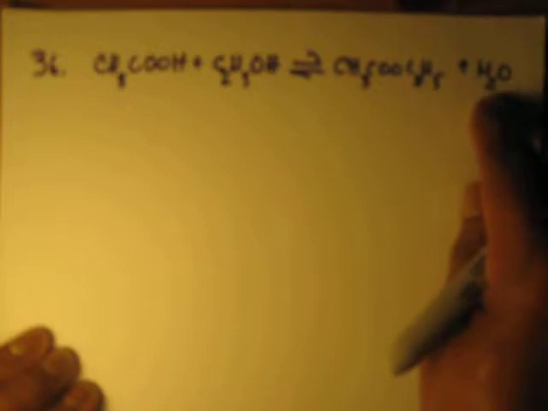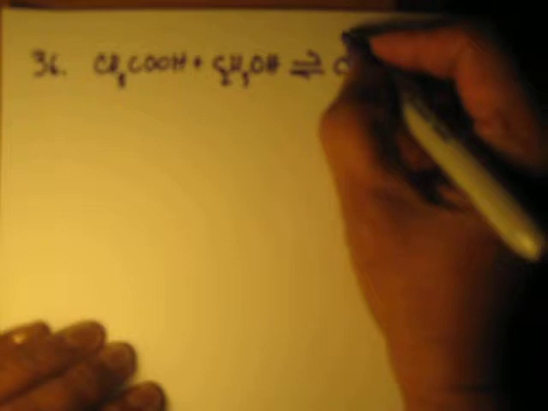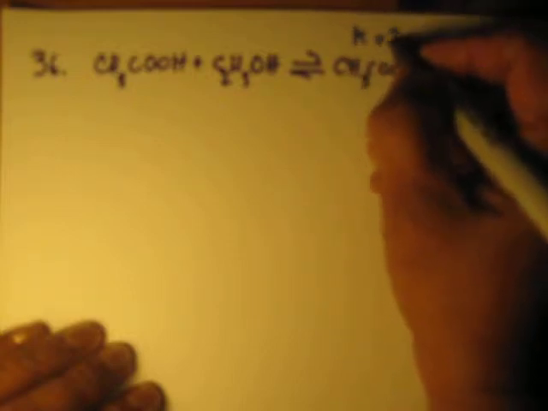So water must be included in the equilibrium expression. Water is not included in the expression only when the water is a solvent. So make a note of that. The K for this equation is given. K is 2.2.